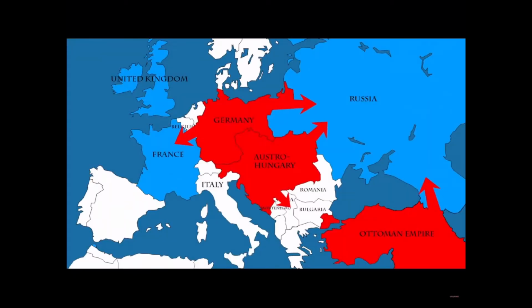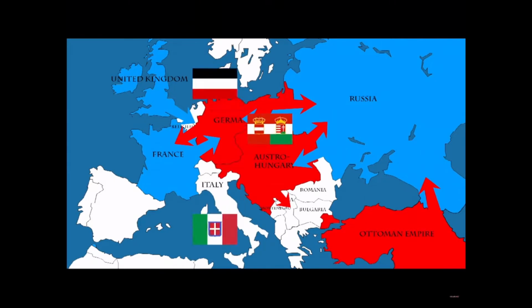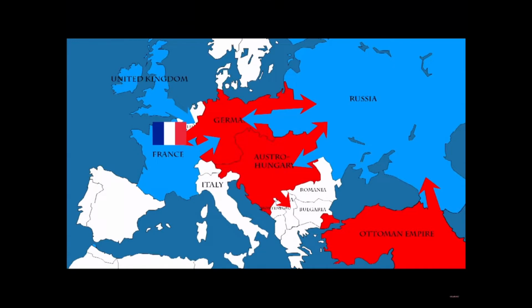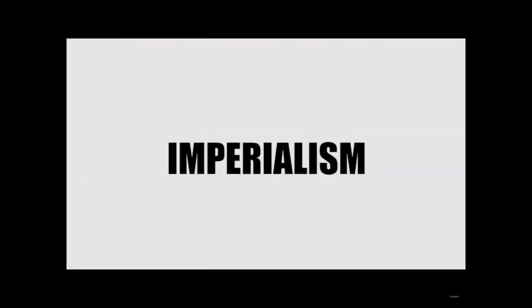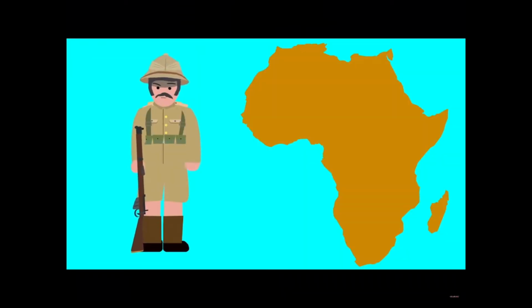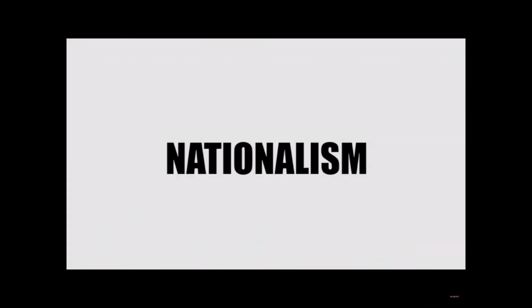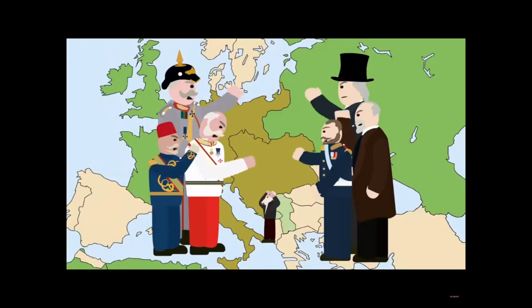Alliances were created to check the balance of power between nations. In 1882, Germany, Austria-Hungary, and Italy formed the Triple Alliance. France, Britain, and Russia reacted in 1907 by creating the Triple Entente. Imperialism caused another type of competition and disagreement. The British and French empires made Germany jealous as it tried to colonize parts of Africa. Nationalism created the feeling that countries were better than others and promoted the anti-Austro-Hungarian sentiments in Serbia.